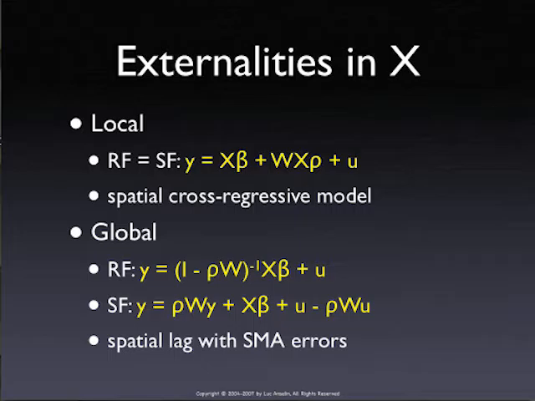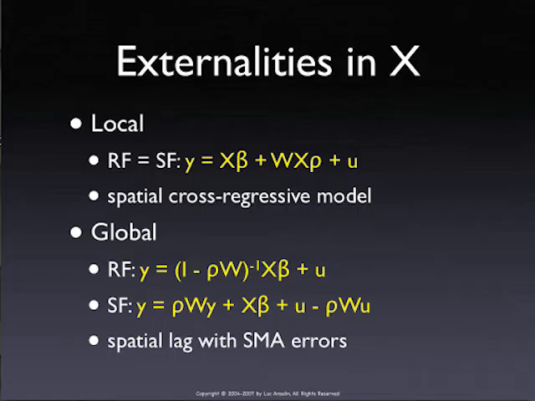That's the difference. With the global model, we put the inverse matrix in front of the x's and work out the algebra. We end up with a spatial lag model, but not just a spatial lag model that has moving average error terms. So this is a SARMA model. So the global externalities in X only give us a lag model, but a lag model with moving average error terms. So these are the kinds of implications.